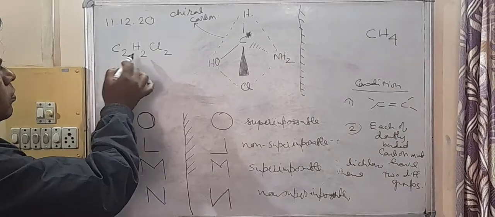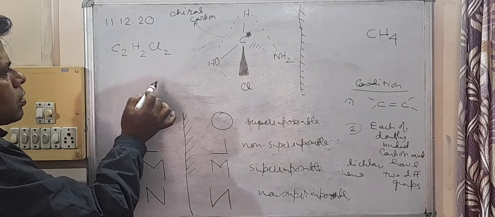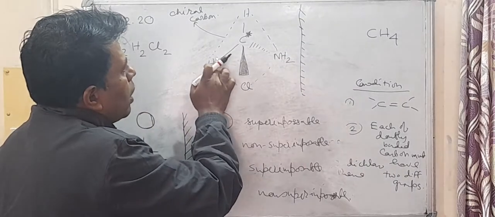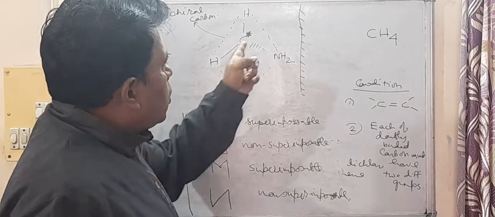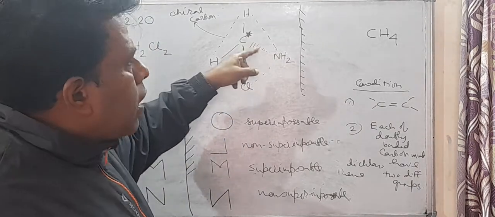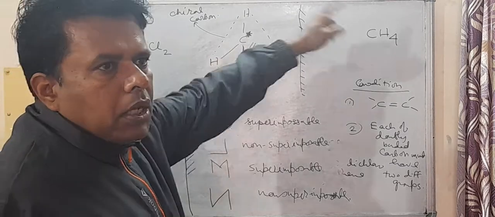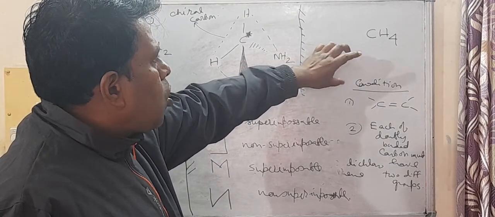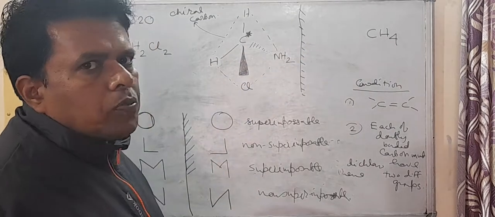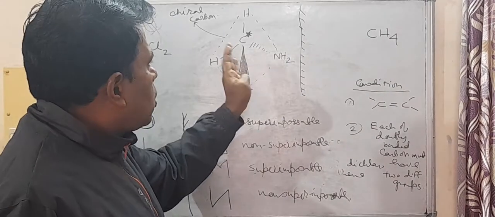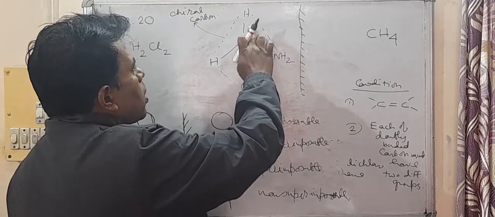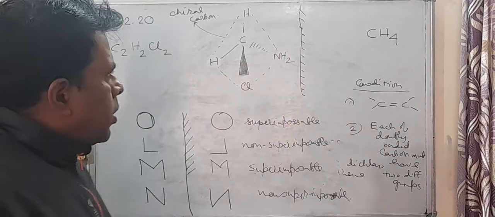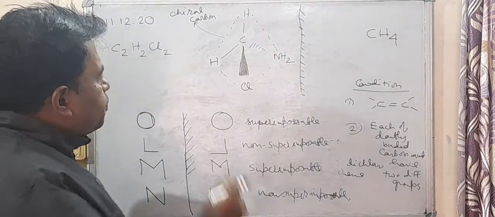Suppose a compound is there where we have here H. So it is no longer a chiral carbon. Its mirror image will be no longer non-superimposable. Okay, its mirror image will superimpose. So this is not a chiral carbon.